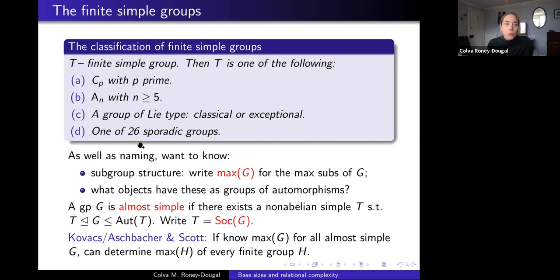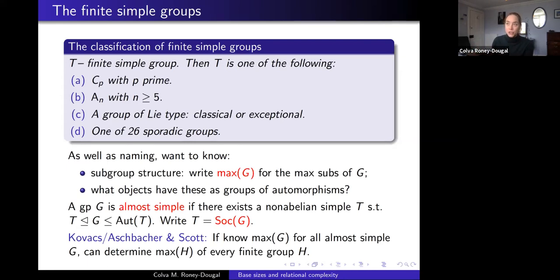So I'm not going to go through all of these. Suffice to say, the maximal subgroups of a cyclic group of prime order are quite easy to classify. There's only the identity there, thanks to Lagrange's theorem. And for the exceptional groups, there's been a lovely announcement by David Craven recently. There's a preprint: the maximal subgroups of the almost simple exceptional groups are now known. I'm not going to say any more about them.